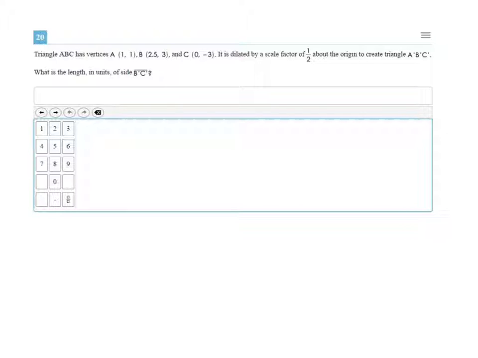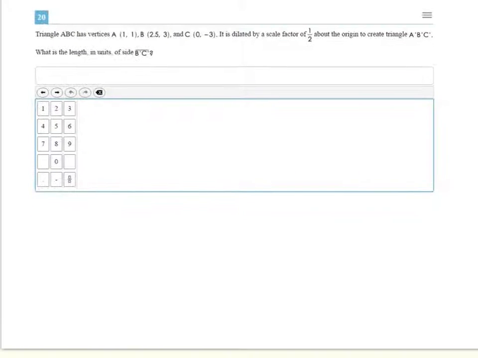Okay, so let's look at this one. Triangle ABC has vertices (1, 1), (2.5, 3), and (0, -3). It is dilated by a scale factor of half, becomes half as big, about the origin to create triangle A prime, B prime, C prime. What is the length in units of side B prime, C prime?